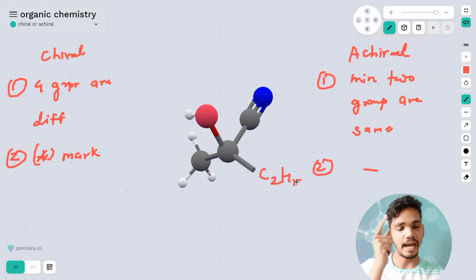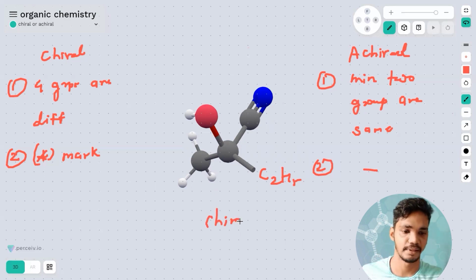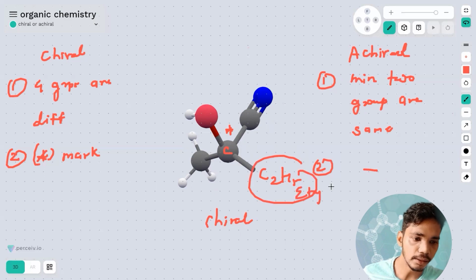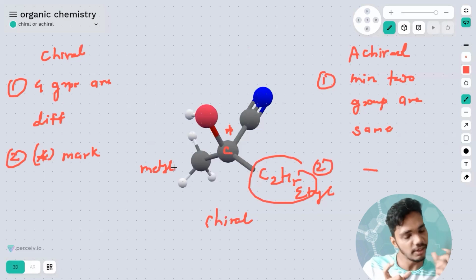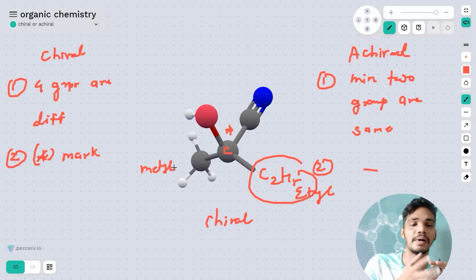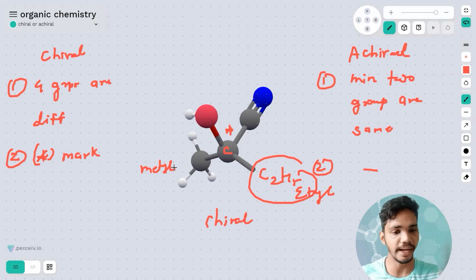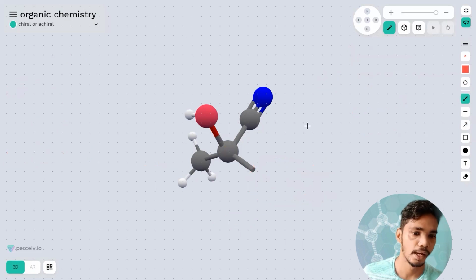C2H5. Now, students, tell me, what is this group right now? Chiral, and we have to mark an asterisk on this carbon, right? Why? Because here is an ethyl group and here is a methyl group. Don't you think so? All valency got fulfilled by different groups, isn't it? So that's called chiral. I just made one change and the molecule went from achiral to chiral. Have you understood this point? Yes, very well done. So now we have covered this.